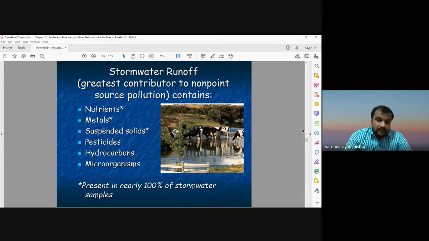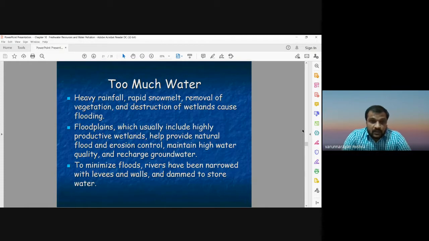Okay, in case of too much water, as we all know, in recent times the entire country, all of India, is facing high, heavy rainfall. In case of heavy rainfall there is rapid snow melt, and that may cause removal of vegetation and destruction of wetlands that cause flooding.